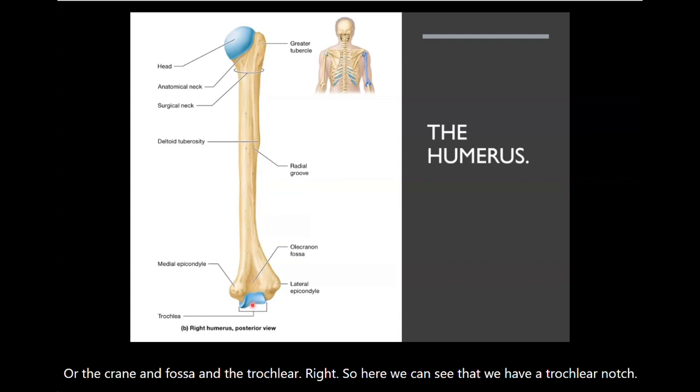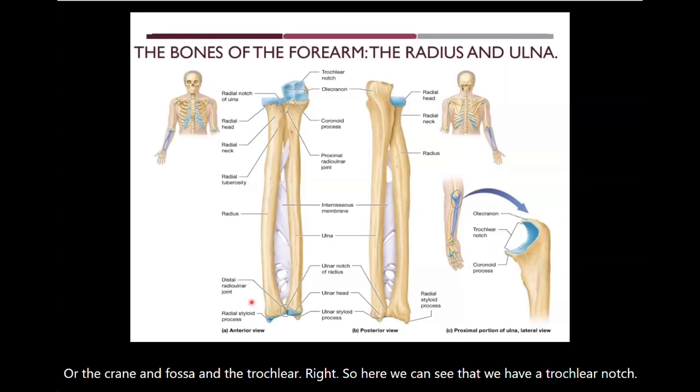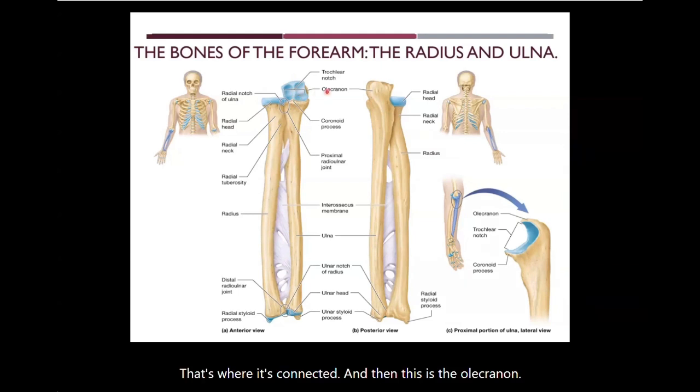Olecranon fossa and the trochlea, right? So here we can see that we have a trochlear notch. That's where it's connected. And then this is the olecranon. It's gonna get connected to the olecranon fossa, okay?